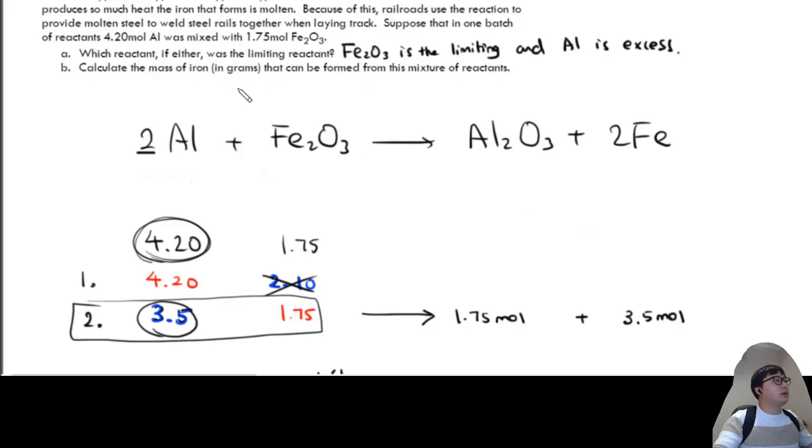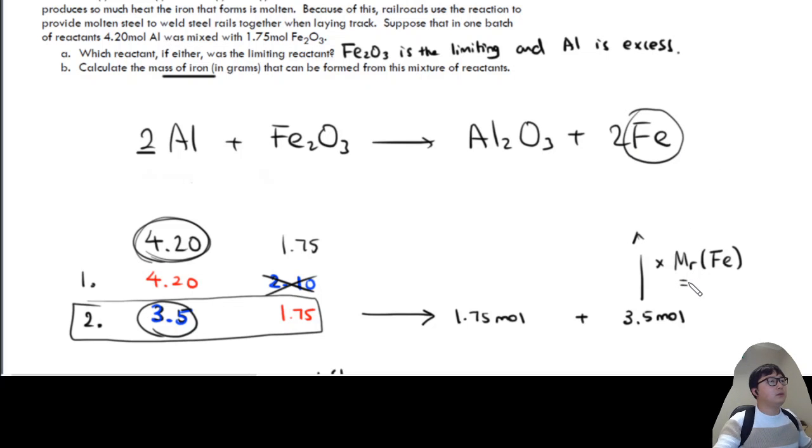Now we need to calculate the mass of the iron that's produced. So just need to multiply 3.5 by the molar mass of iron, right? Not 2 iron. Molar mass never takes this number into account, okay? Just whatever is sitting behind the coefficient, just that one, okay?